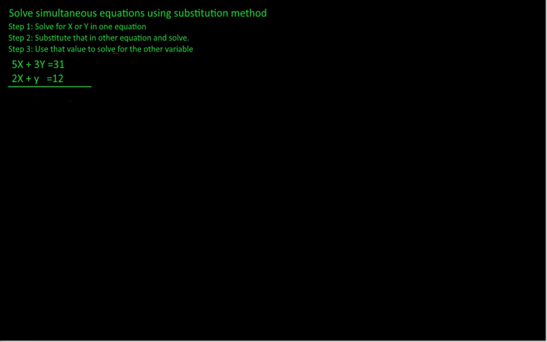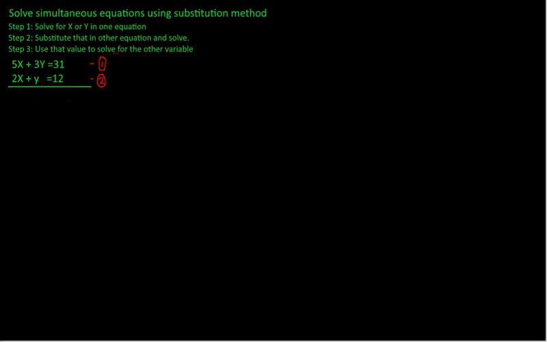Now let's check the equations here. I am going to name this as equation 1 and equation 2. So this is going to be my equation 1 and this is going to be my equation 2. Now let's check the step: solve for x or y in one equation. So I have to get x is equal to or y is equal to, or x alone or y alone in any of these equations. So I have to check which one is easier for me.